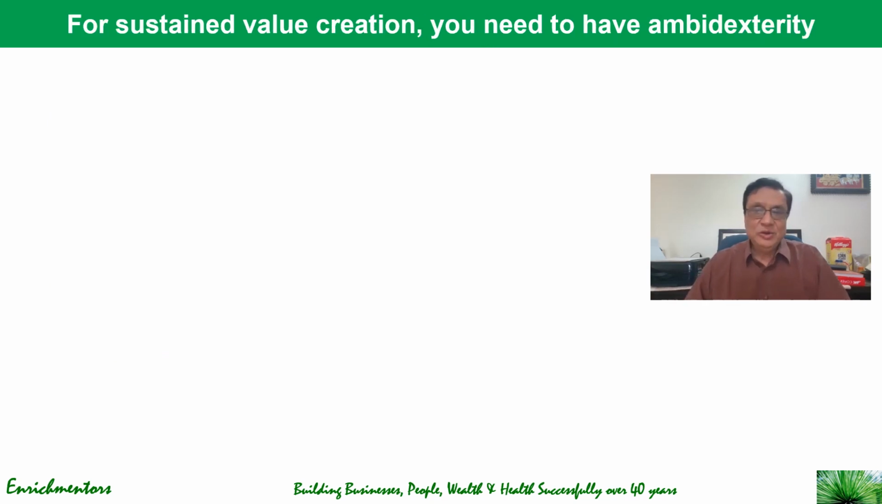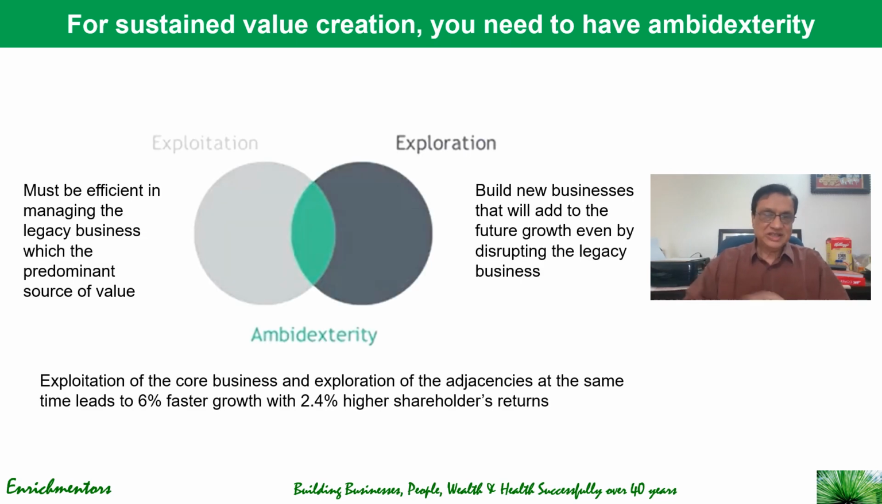For sustained value creation, what you need is what is called ambidexterity. So let's understand what is ambidexterity. In a company, continuously at a top level and a business leader level, you have two tasks to continue to do. One is exploitation and second is exploration. Exploitation is about exploiting your current business maximum, and that requires you to be efficient in managing your current or legacy business, which is a predominant source of value today.